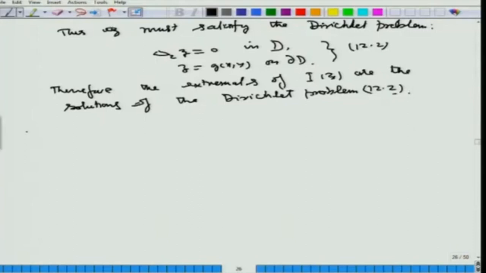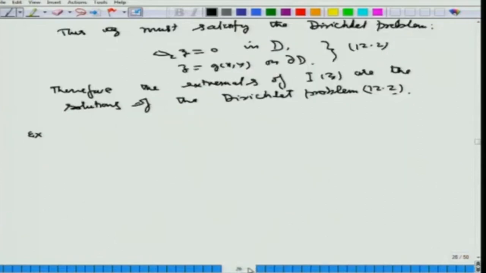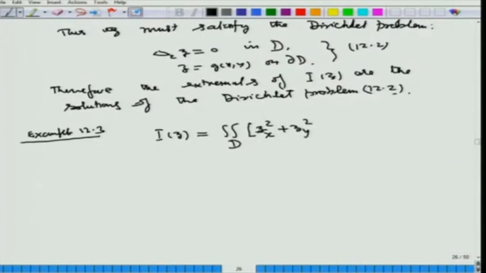Here in the next example, let's give this example a name. Of course, we considered this earlier also. So, example 12.3, here we consider I z as double integral over D of z x square plus z y square plus z times some function f x y, d x d y, and z equal to g x y on delta D.